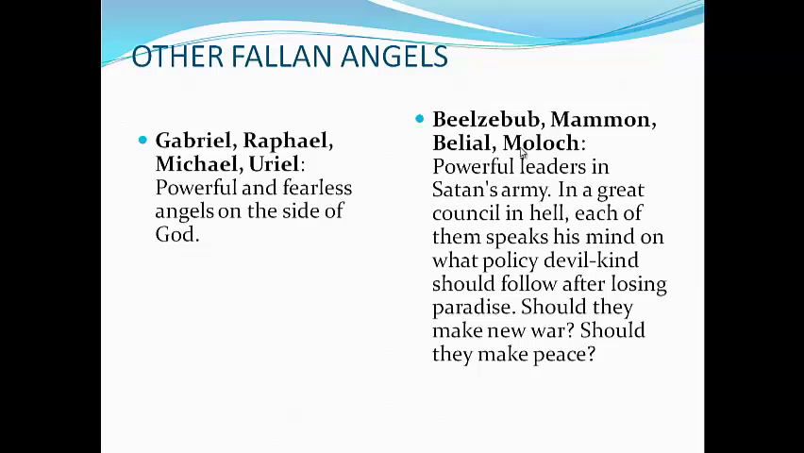Next, in Milton's Paradise Lost, we also have other minor angels, that is Gabriel, Raphael, Michael, Uriel. They are powerful and fearless angels on the side of God. Next, we are seeing Beelzebub, Mammon, Belial, Moloch. They are powerful leaders in Saturn's army.